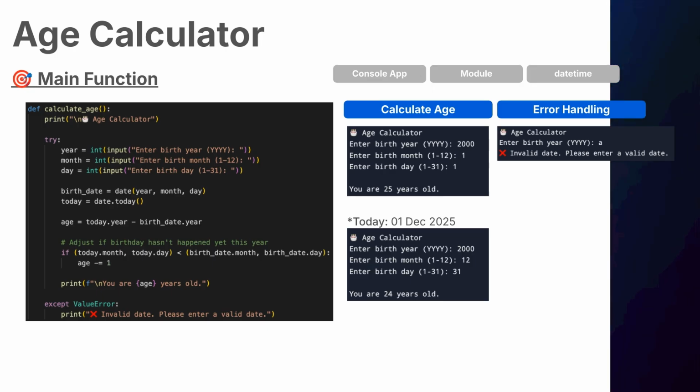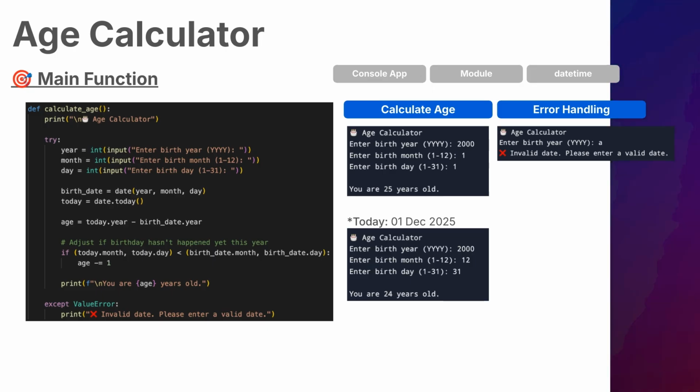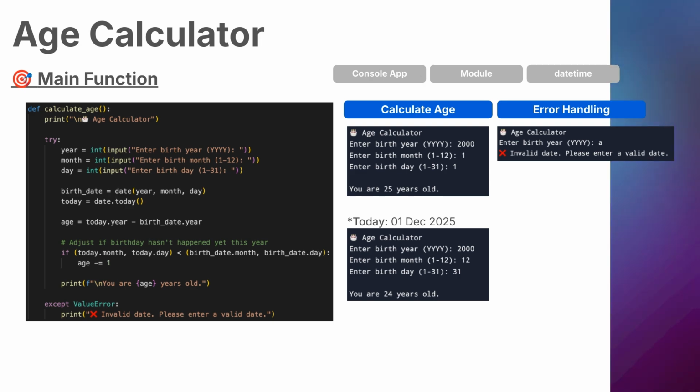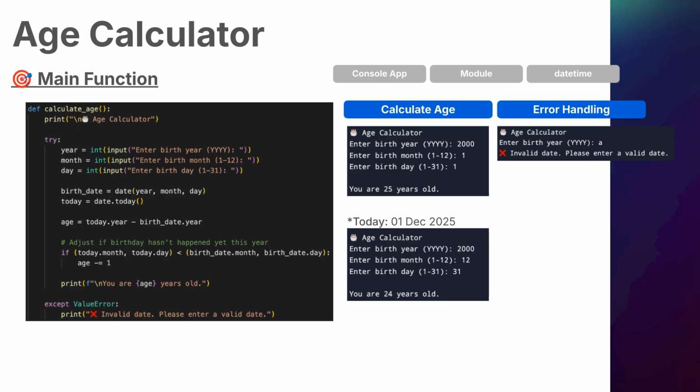When the birthday has already passed, the program shows a higher age. When the birthday is still coming later in the year, the program correctly shows 1 year less. This small check makes a big difference in real-world accuracy.